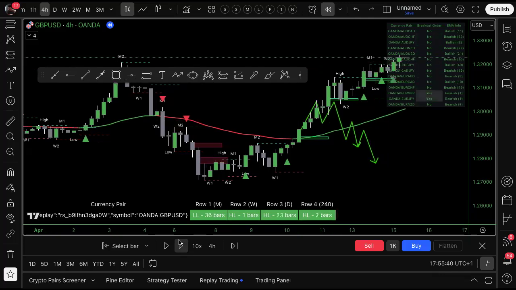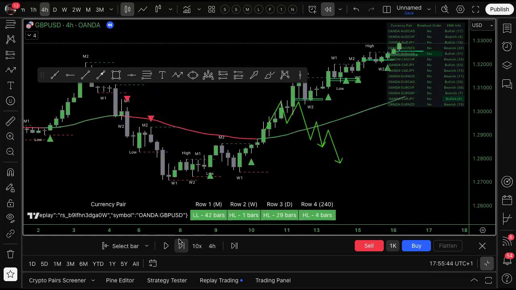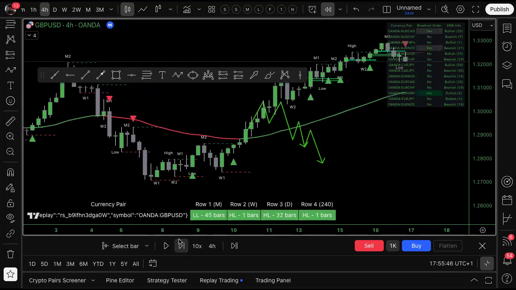Can you see? This is a fundamental shift. There's nothing you can do about that. Still daily bullish. Still daily bullish. 30 bars ago. You see what I'm saying? There's nothing you can do about this, people. Do you get it? That is a fundamental shift. So sometimes you're just going to lose trades like this.